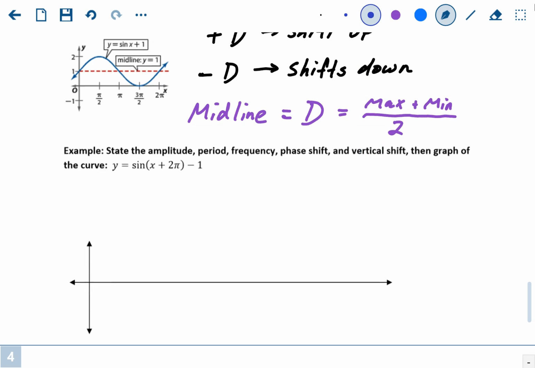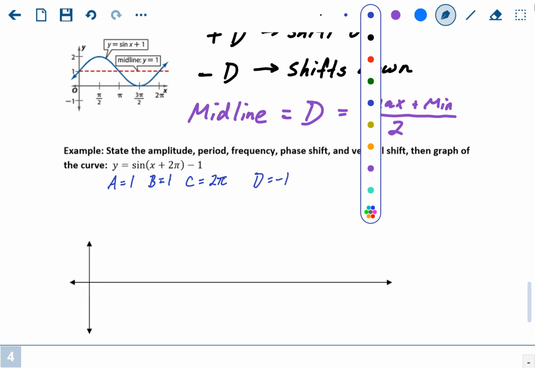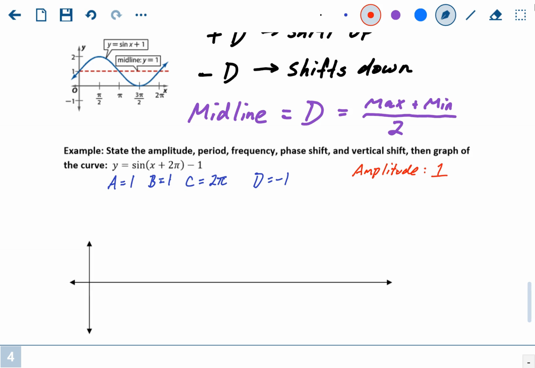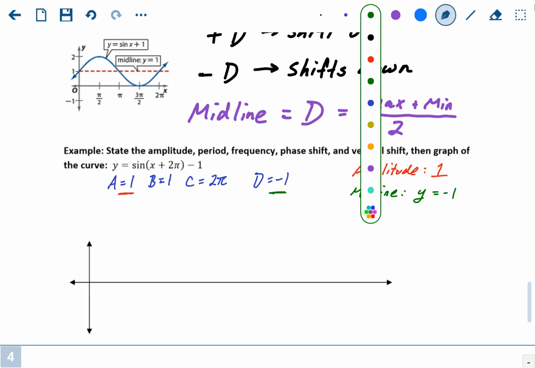All right, so in this last problem, we're going to state the amplitude, period, phase shift, vertical shift. Again, start by labeling A, B, C, and D. A is 1, B is also 1, C is 2 pi, and then D is minus 1. So this one will have a vertical shift. Amplitude's easy, just the A value. A value's 1, amplitude's 1. We'll go to the midline next. Midline is -1. Now, since it's a horizontal line, we usually write it as y equals -1, because it's not just a point, it's a line.